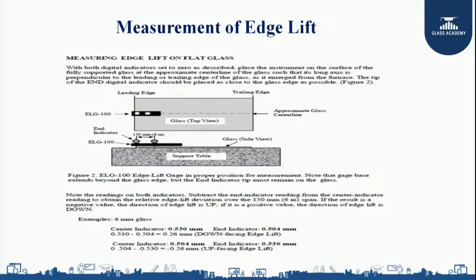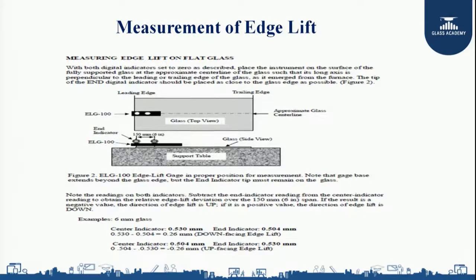With both dial gauge indicators set to 0 as described, place the instrument on the surface of the fully supported glass at the appropriate center line of the glass, such that its long axis is perpendicular to the leading or trailing edge of the glass as it emerged from the furnace. The tip of the end digital indicator should be placed as close to the edge as possible. So when I am placing the glass on the flatness table and placing the end gauge as close as possible to the edge of the glass, you can see in the figure, this is my end indicator and the other one is my center indicator.